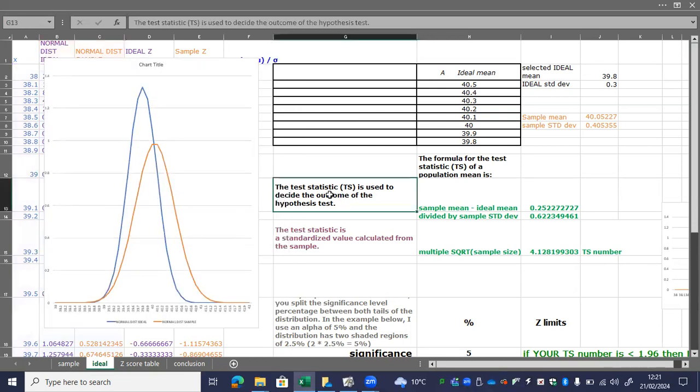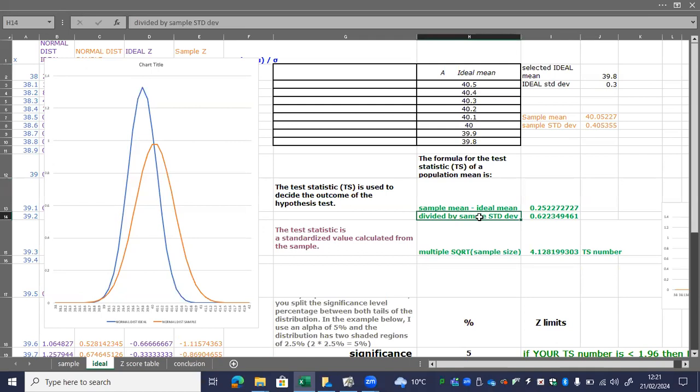So we're creating a test statistic score. We take the sample mean and subtract the ideal. What I'm using for our ideal here is 39.8. We know that our sample comes out to be 40.05. Just looking at the numbers, there's not a huge difference in the actual number, but in terms of the standard deviation, it is quite significant.